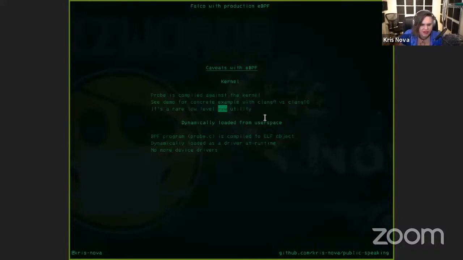So what we do is we dynamically load the BPF probe from user space. We wrote it in C. It's just probe.c, like Alexei was just talking about. It's compiled to an object, and we load it at runtime from the user space program itself, of course, with privileged access.